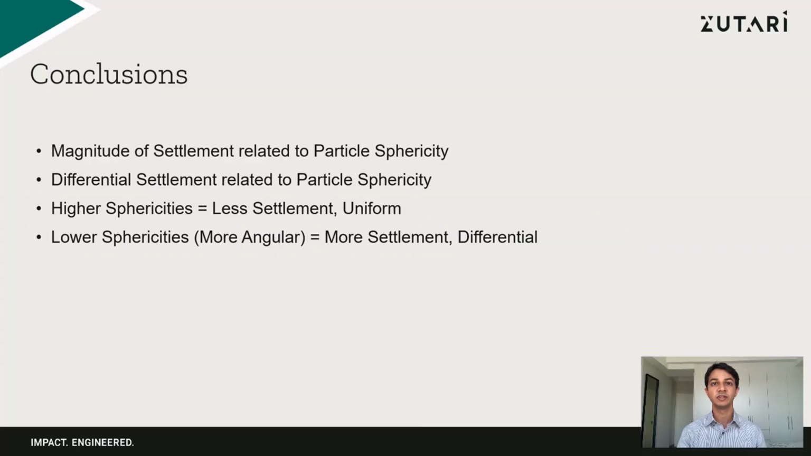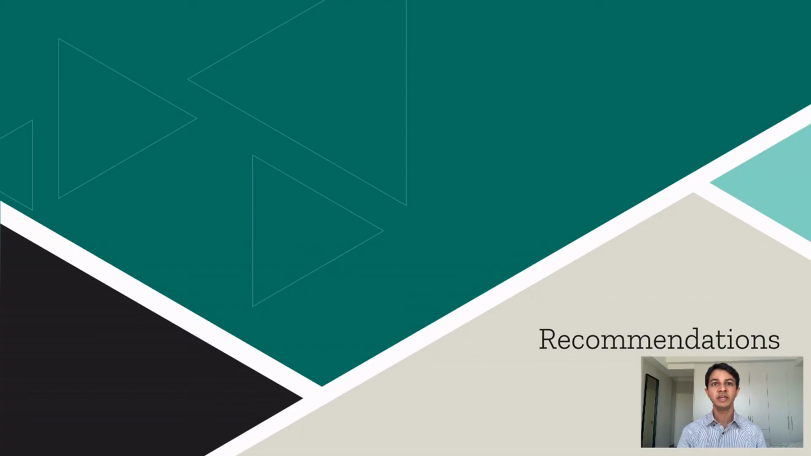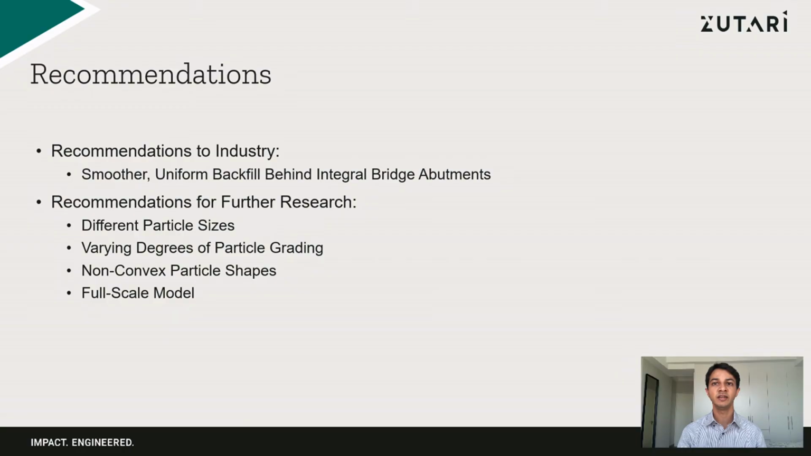The magnitude of settlement and amount of differential settlement is related to the backfill's particle sphericity. When exposed to cyclic loading and unloading, particles with higher sphericities experience less settlement, which was more uniform. The more angular particles underwent higher differential settlement across the backfill. Lastly, based on the findings of this study, the recommendation to designers is: in order to limit the amount of differential settlement near bridge approaches, smoother, more uniform particles should be used as backfill.